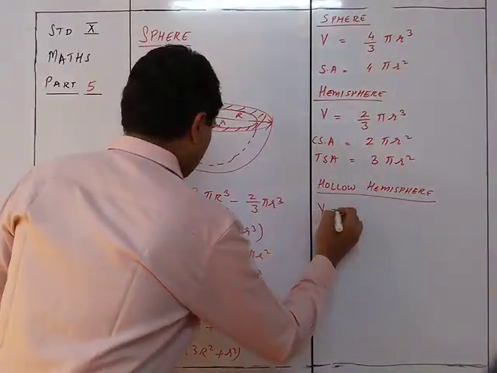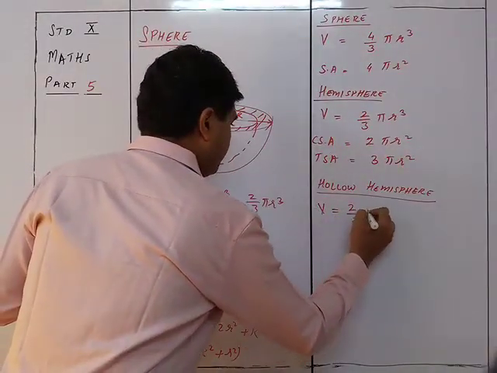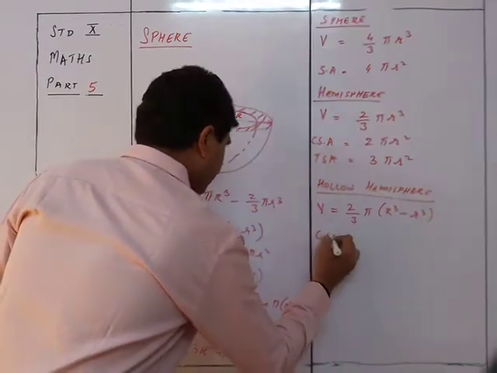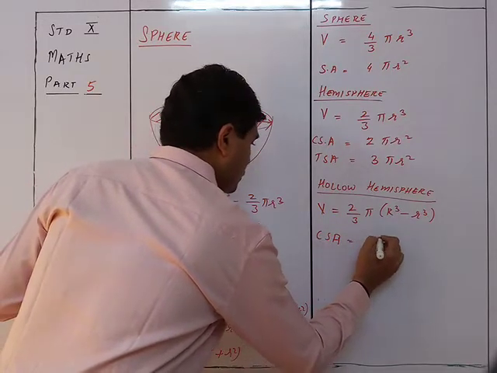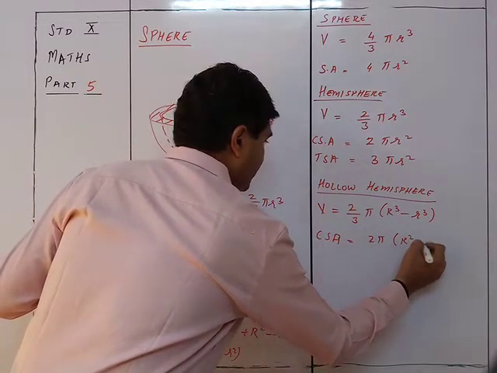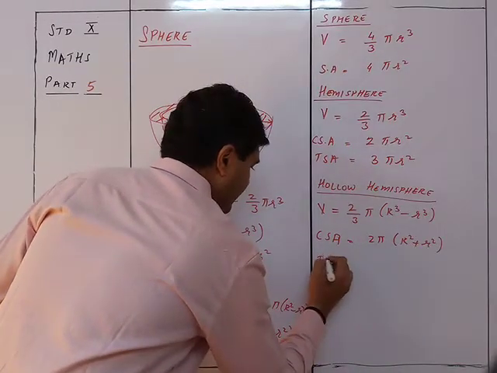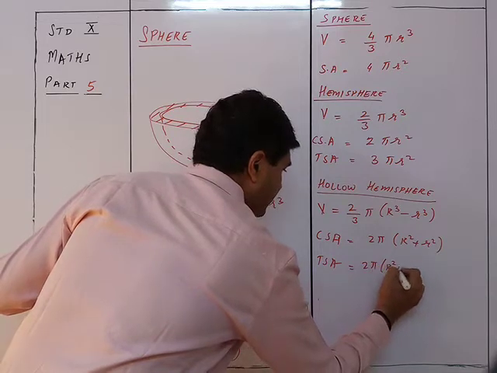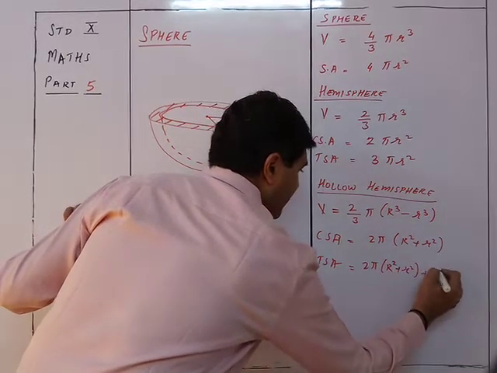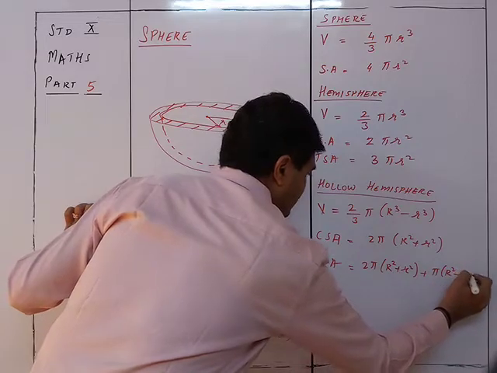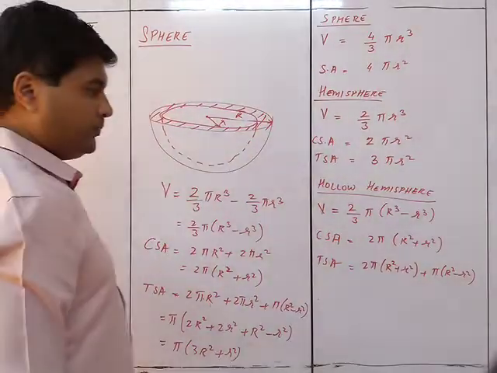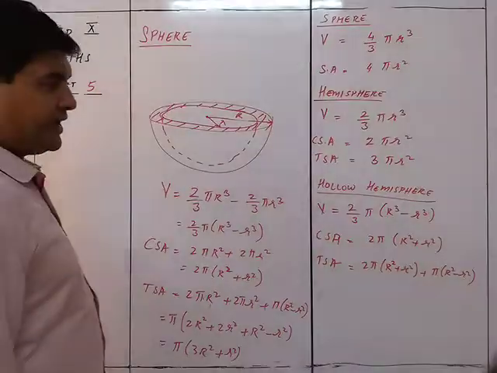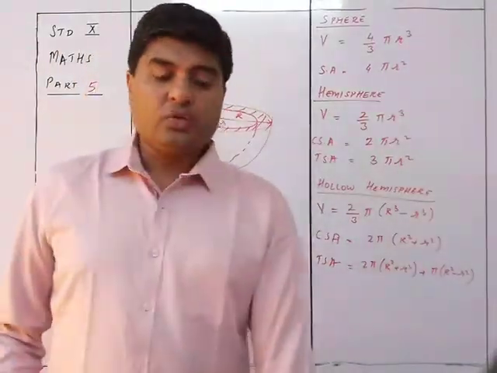So volume will be equal to 2 upon 3 pi times R cube minus r cube. CSA is equal to 2 pi times R square plus r square, and the TSA will be equal to 2 pi times R square plus r square plus pi times R square minus r square. This is a better way to remember it also. So 2 pi times R square plus r square plus pi times R square minus r square. That will be the total surface area for the hollow hemisphere. So this was the hollow hemisphere.